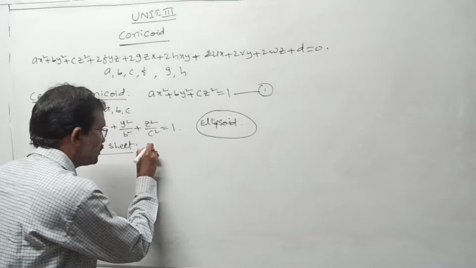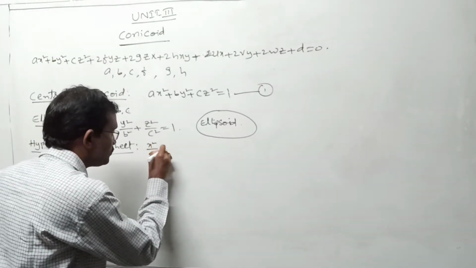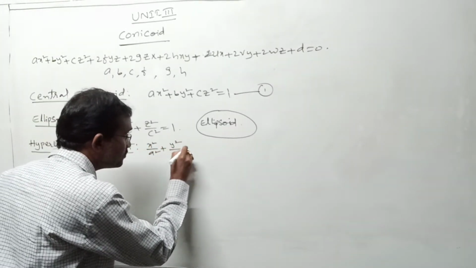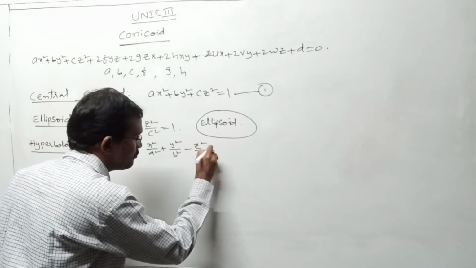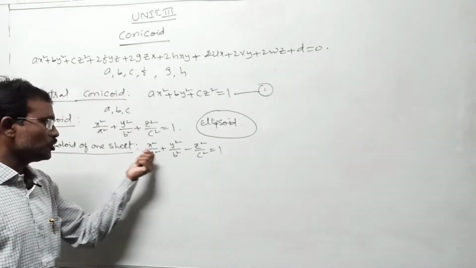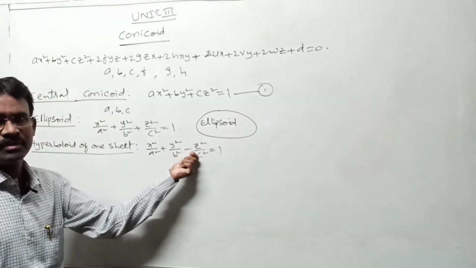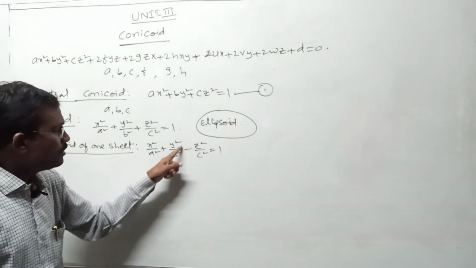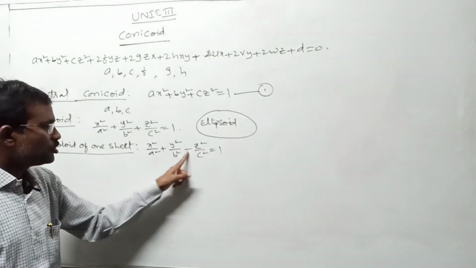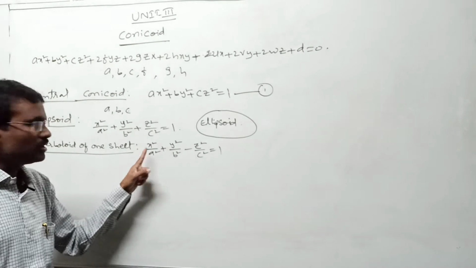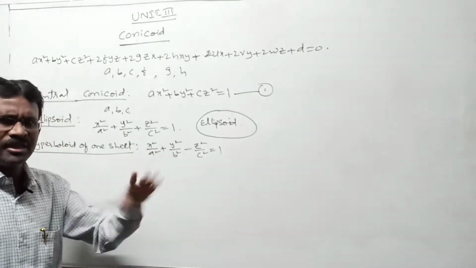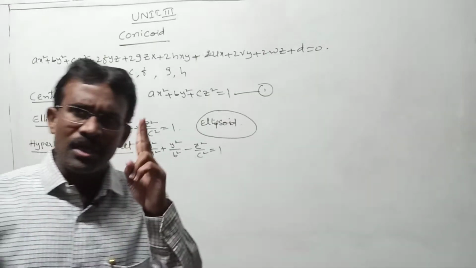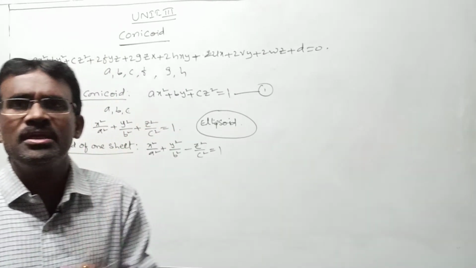It is x square by a square plus y square by b square minus z square by c square equal to 1. I have taken two positives and one negative, right? Here, not only can you take this one negative, these two positive, you may take any order. Two constants should be positive and one constant negative.